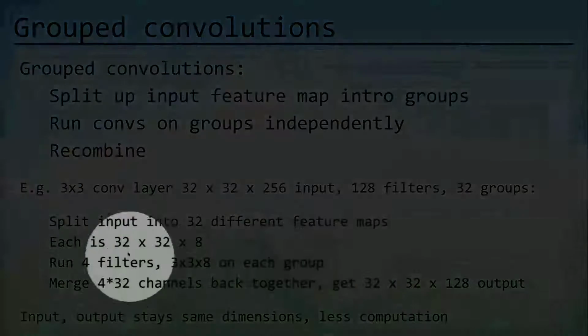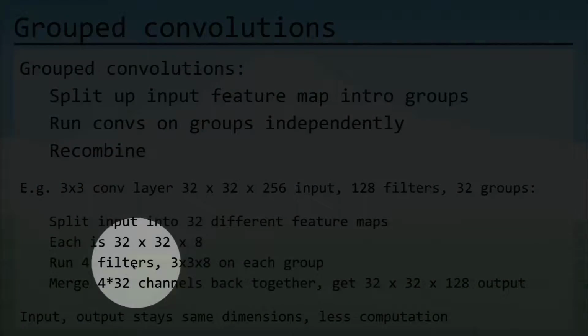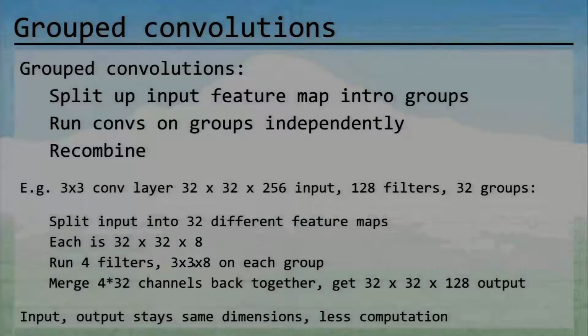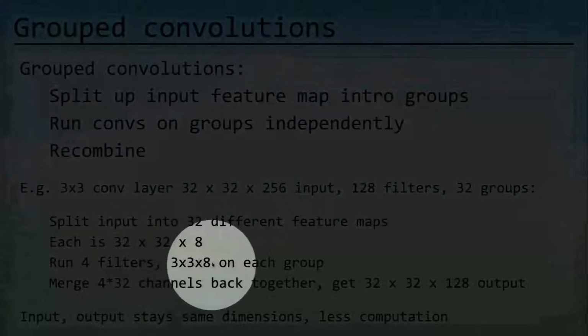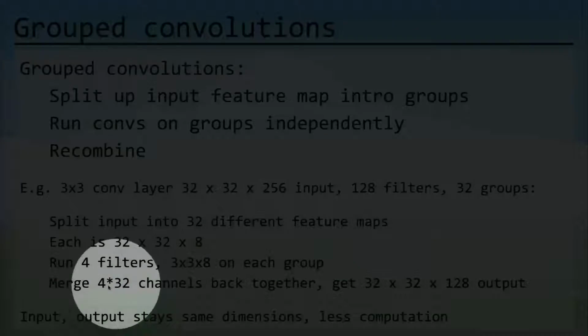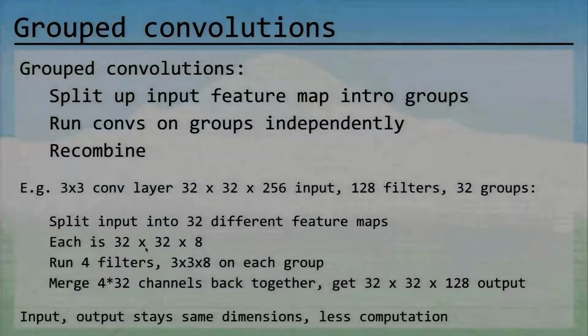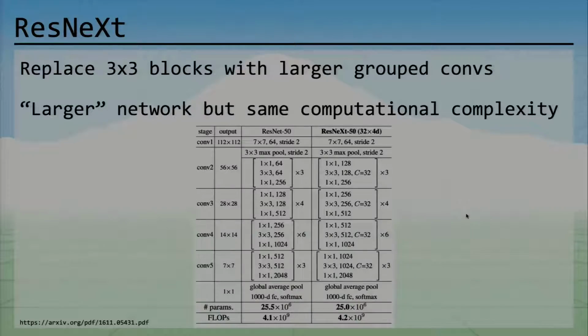And then we have 128 filters that we're dividing into 32 groups. So on each of these 32x32x8 feature maps, we're going to run 4 filters. Those filters will be 3x3x8 channels. And then we're going to merge basically all of these channels back together at the end. And we're going to get some output, which is going to be basically the same size output as if you hadn't done this grouped convolution. It's still going to be 32x32x128, but we have a lot less computation because these filters are only looking at a subset of the channels instead of all of the channels.